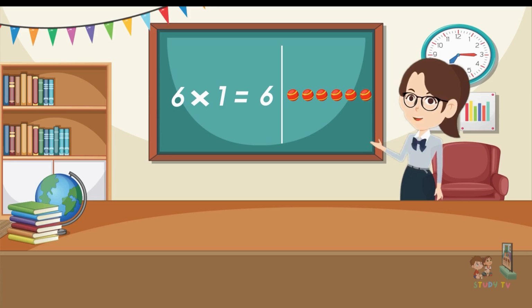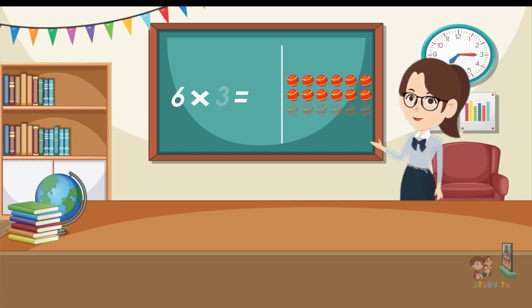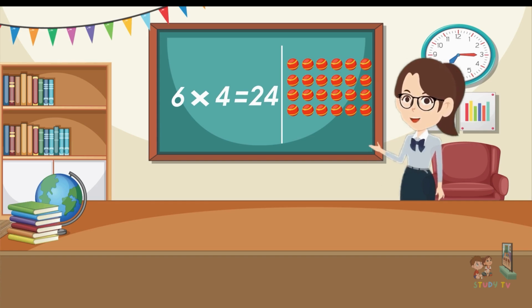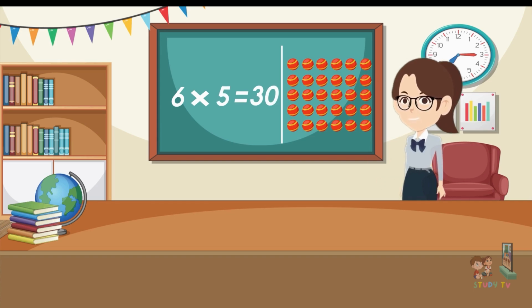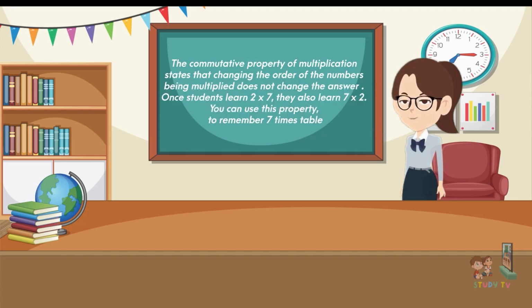6 into 6 is equal to 36. 6 into 1 is equal to 6. 6 into 2 is equal to 12. 6 into 3 is equal to 18. 6 into 4 is equal to 24. 6 into 5 is equal to 30. 7 times table.